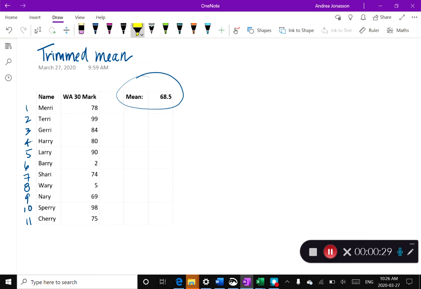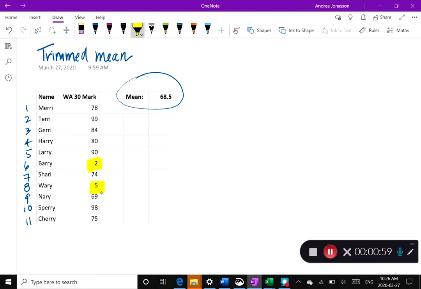But if you take a very close look, you'll see that 2 of these marks are just crazy low. And I think they must have pulled the class average down because look, the class average is lower than every single mark except for these 2. So this mean doesn't really accurately represent how the class performed. The class actually did really quite well, except for Barry and Wary, who really did not do well.